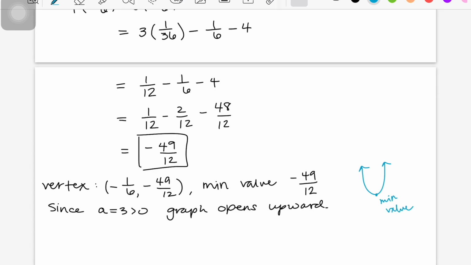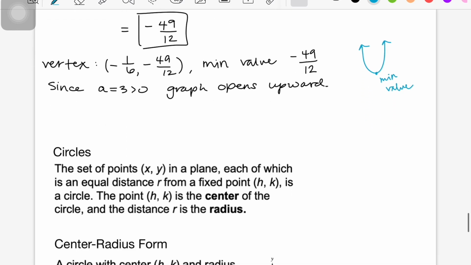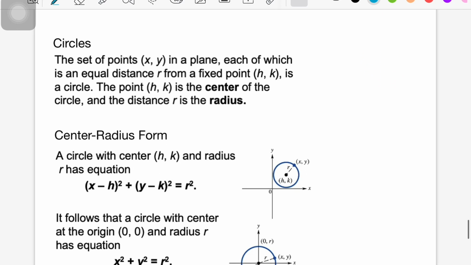All right. So the last thing we're going to look at is circles. The set of points x, y in a plane, each of which is an equal distance called r from a fixed point h, k is a circle. So this point is going to be the center of our circle, and the distance r is going to be the radius. So center radius form of a function is given by this here, where the center is our h and k, and the radius is going to be this r here. So this is what this looks like here.